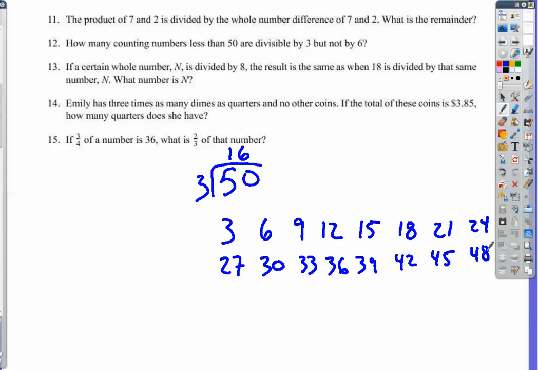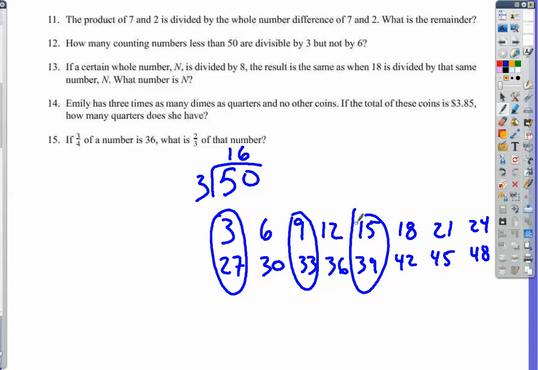So there are 16 different options, right? And how many of them are odd? Well, we have 2, 4, 6, 8. We have 8 different options, and there you have it.